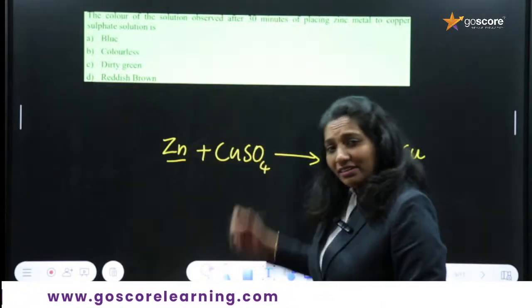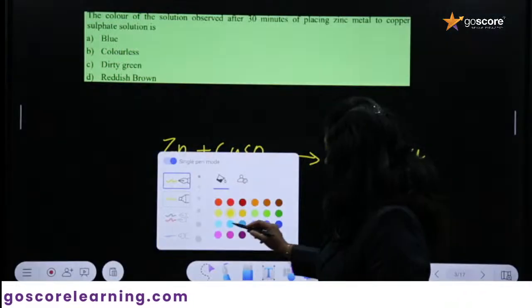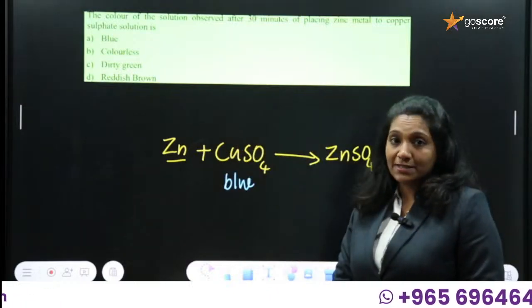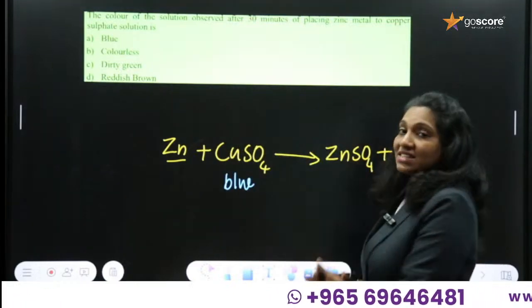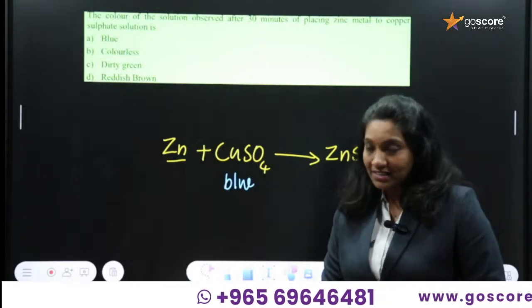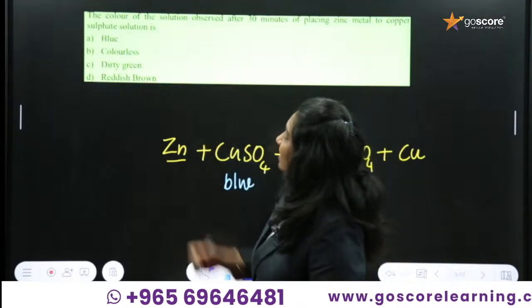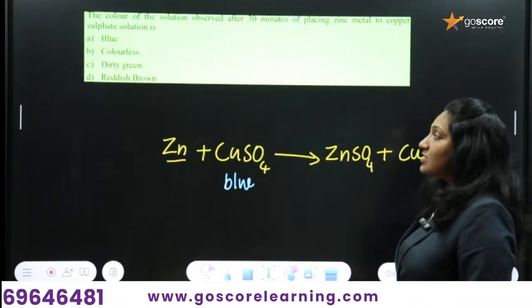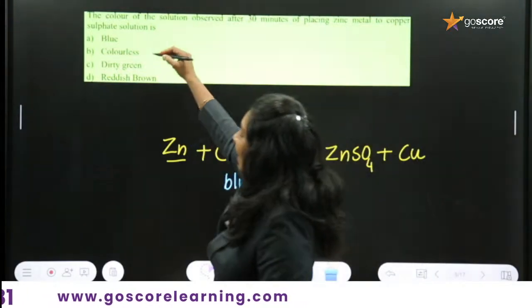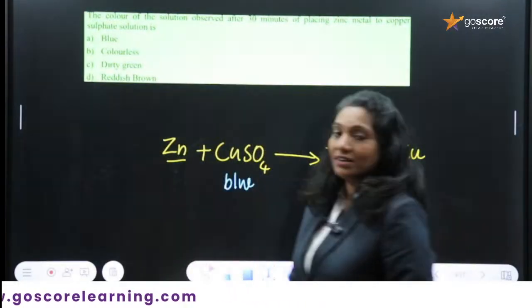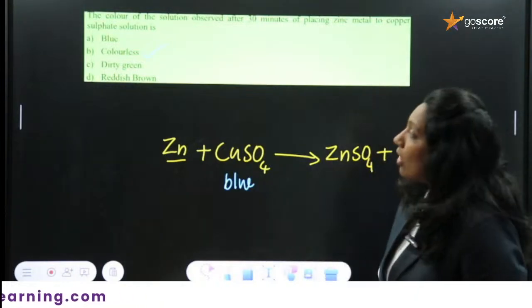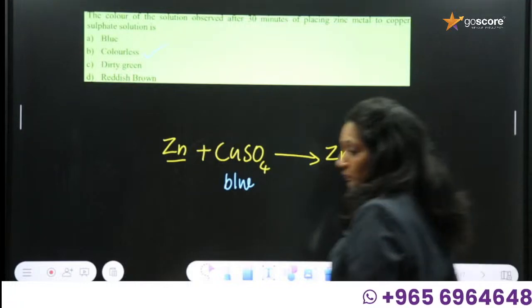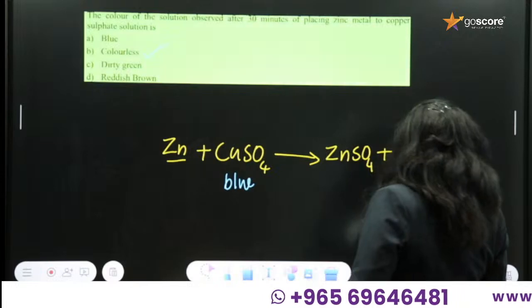So what is the color of copper sulfate solution? Yes, copper sulfate is a blue colored solution, and after displacement the compound formed is zinc sulfate, which is a colorless solution. So what is the color of the solution obtained after 30 minutes of placing zinc metal in copper sulfate solution? It is nothing but zinc sulfate, which is a colorless solution. So your correct option is option B, colorless. Okay, now we are moving on to the third question.